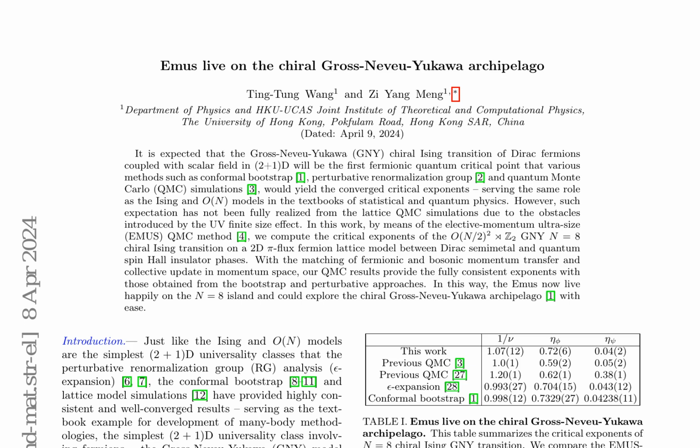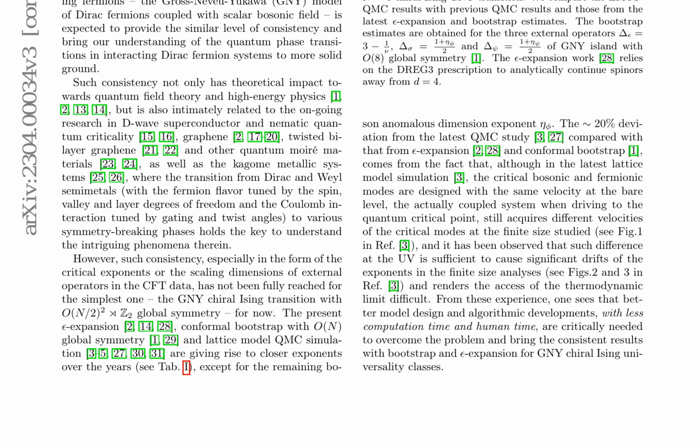This work addresses this issue by employing the effective-momentum ultrasize (EMUS) QMC method to compute the critical exponents of the O(N)... Z2 GNY N equals 8 chiral Ising transition on a 2D pi flux fermion lattice model. The EMUS QMC method allows for the matching of fermionic and bosonic momentum transfer and collective update in momentum space, effectively accessing larger system sizes and reducing computational cost.